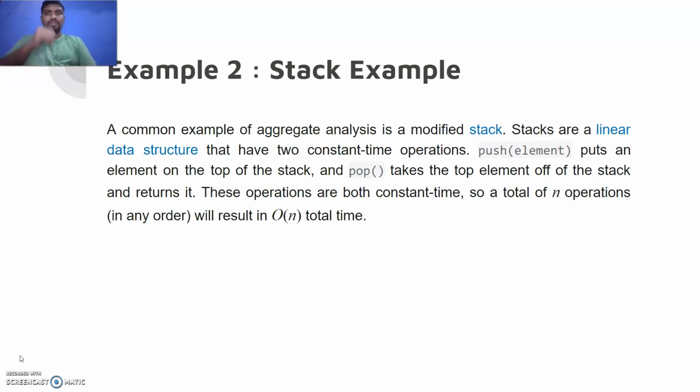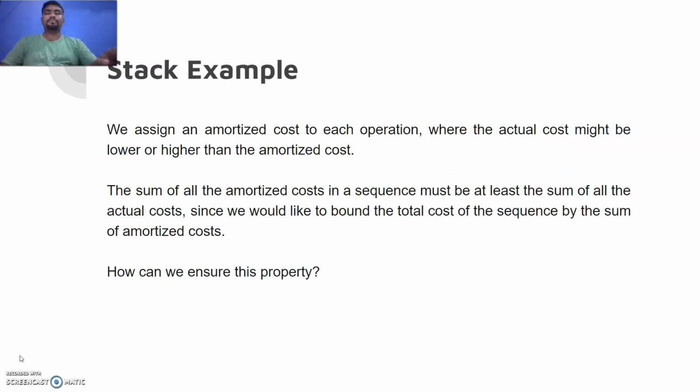Okay, so we know that if it is a constant time operation, then the cost will be just big of 1. And if we do this constant time operation for n operations, then we can say that it would result in big of n time complexity. So let's understand how we are going to use amortized cost in this case.